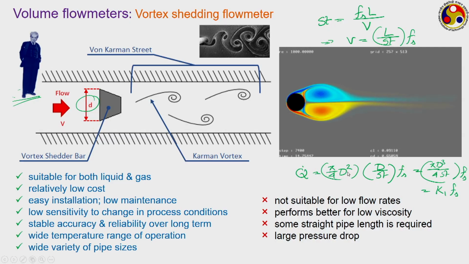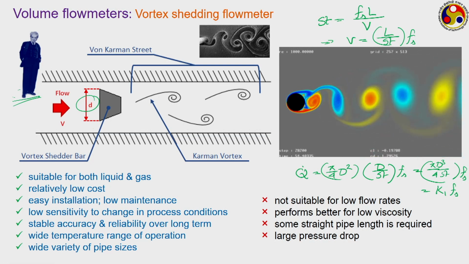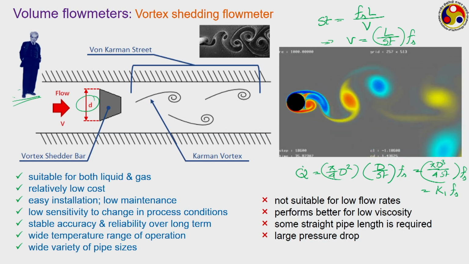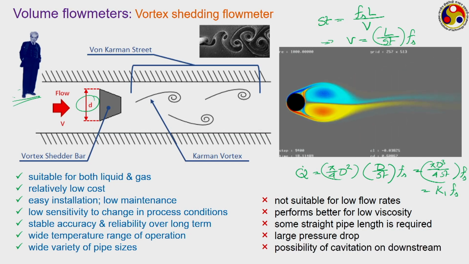A large pressure drop, you can understand, because of the formation of the recirculation zone, all the eddies and vortices that are appearing, there will be a significant pressure drop, and that is why again they are not suitable for low pressure drop situations. Where we can't afford a large pressure drop, they are not suitable. Possibility of cavitation on the downstream, because of the large pressure drop we may reach a pressure on the downstream side which is lower than the corresponding vapor pressure, which will lead to the problem of cavitation. Any flow scenario where we are having a large pressure drop corresponding to the measuring instrument, we may reach a situation of cavitation, and that is particularly relevant in this kind of vortex shedding flow meter.